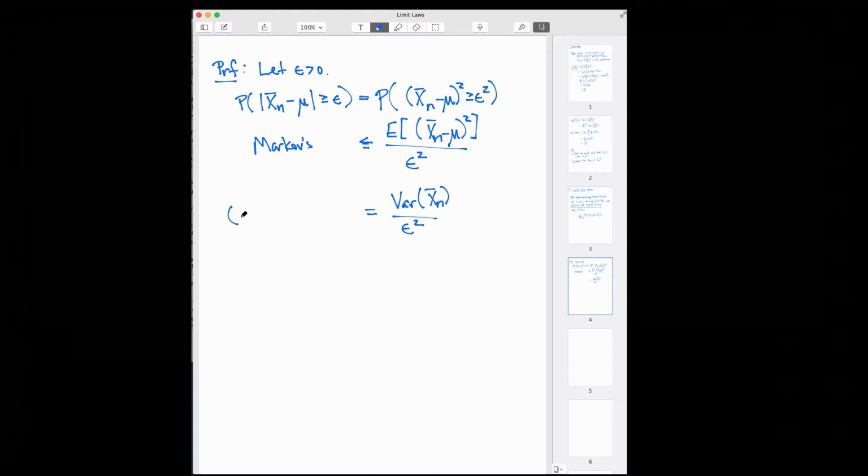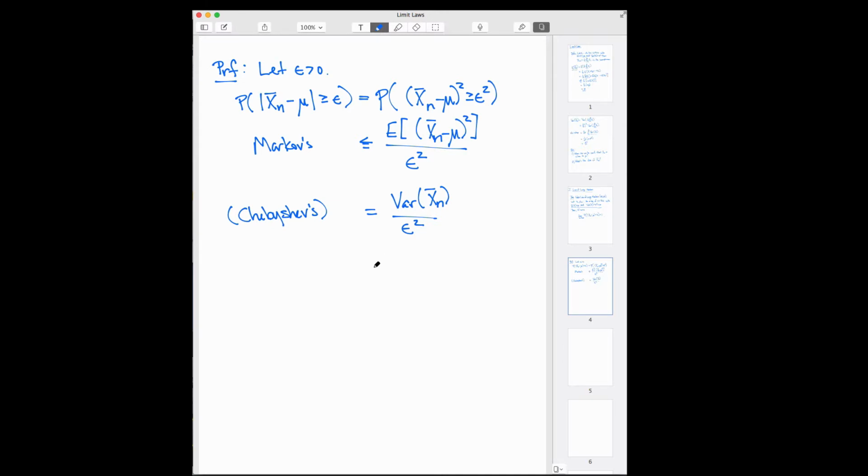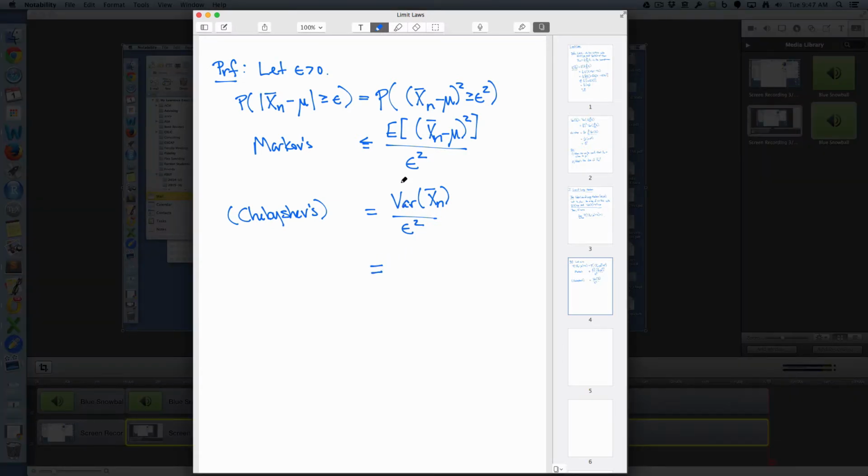And notice that you could have jumped right here by Chebyshev's inequality, and that's absolutely fine. I just wanted to show you a couple ways that you can work with this. And so now simplifying this, we know that the variance of x bar n is equal to sigma squared divided by n, and that's going to be divided by epsilon squared. So then we just see this is sigma squared divided by n epsilon squared.